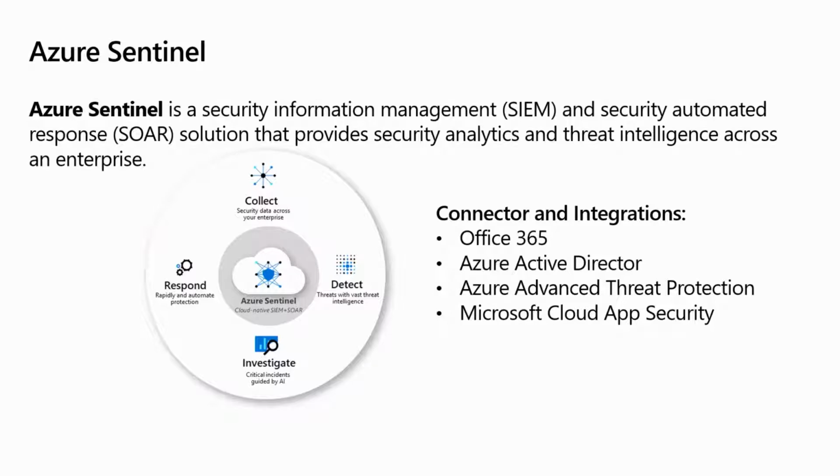The way that it does this is by collecting data from across your entire enterprise. So there are a number of connectors here, whether it's Office 365, Azure Active Directory, Advanced Threat Protection, or the Cloud App Security. It is collecting data everywhere. Now, once it detects a threat, it has that AI built in through the investigation and detect phase, where it's looking for suspicious activity and then responding through automatic protection. So it's taking a lot of that work and maintenance off your desk and moving it towards the artificial intelligence that's built into Azure Sentinel.